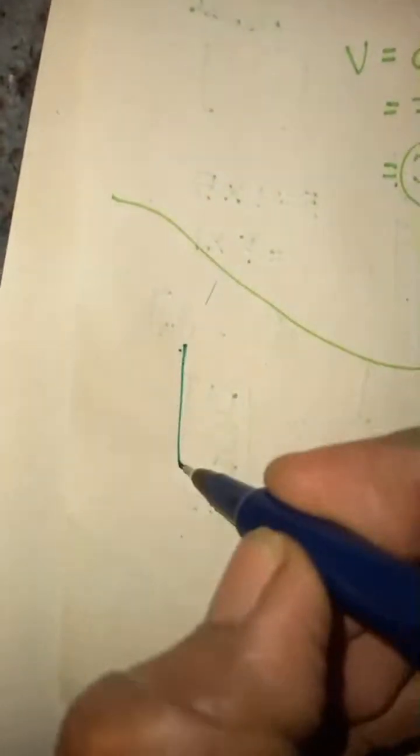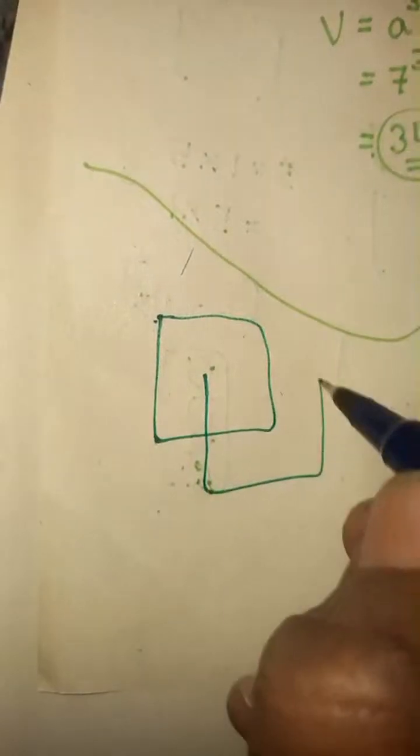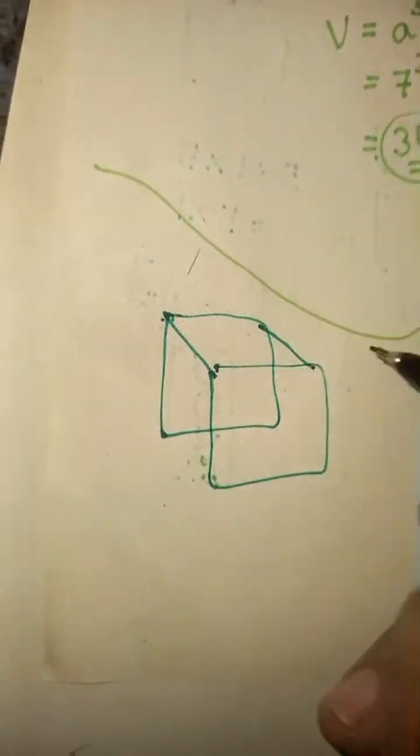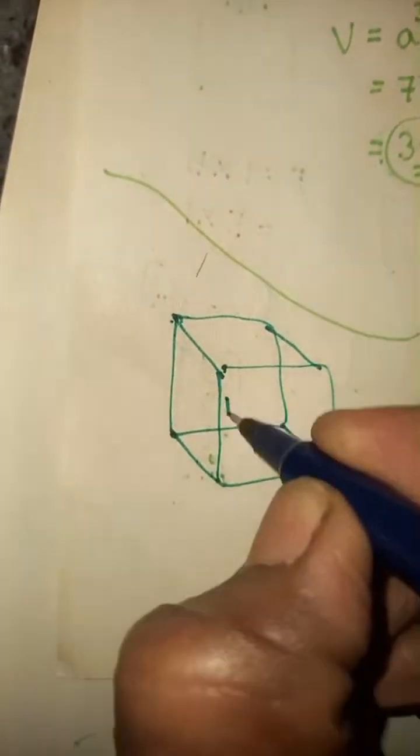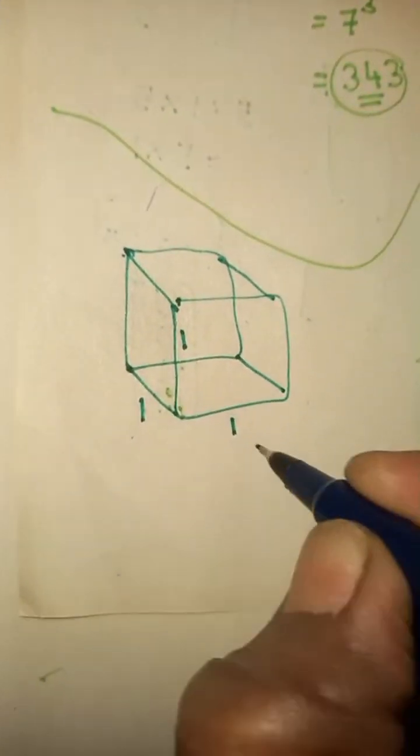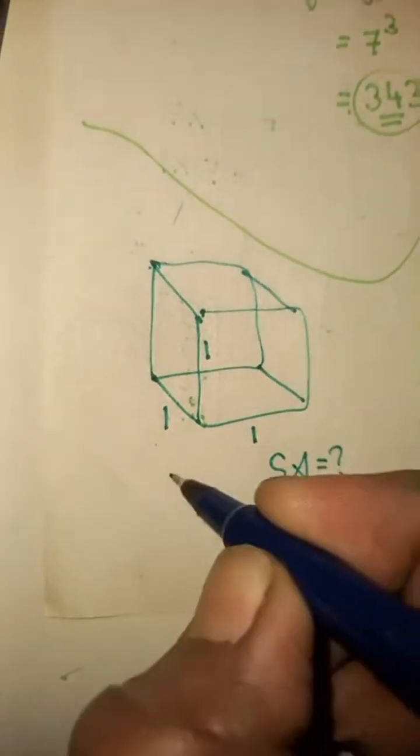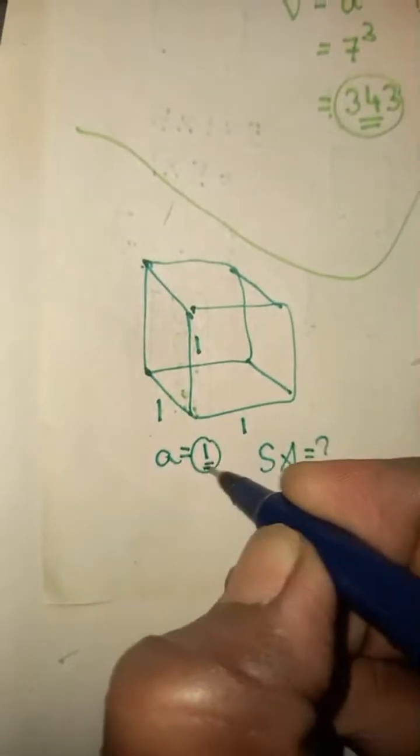Let's start by taking this one, the surface area of this cube. They are giving all the edges of the cube as 1 unit. You need to find out what's the surface area of this cube. Edge length is 1 unit.